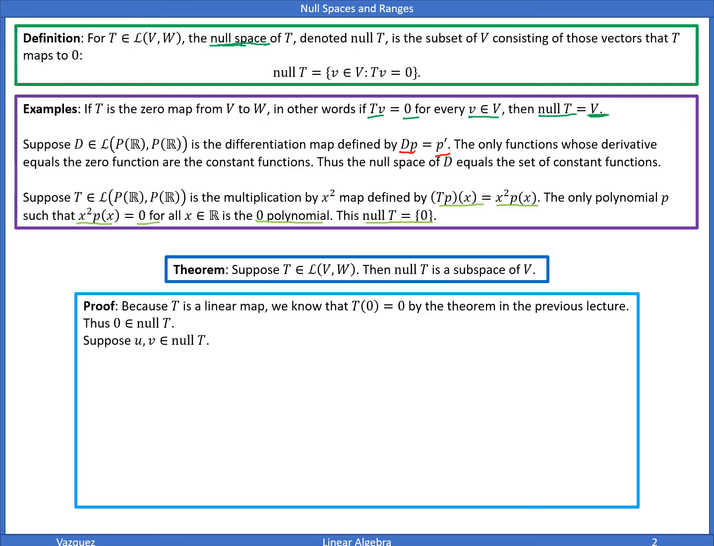So suppose U and V are in the null space of T. Then T of U plus V is equal to Tu plus Tv by the additivity of linear maps, which is equal to 0 plus 0, which is equal to 0. So why is this equal to 0? Well, because U is in the null space of T, right? So this maps to 0. Similarly with the V.